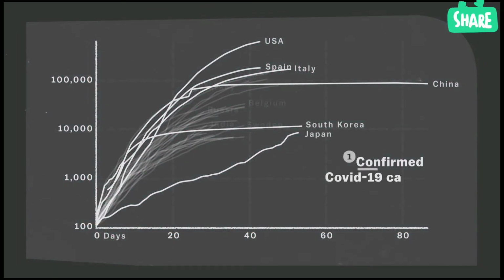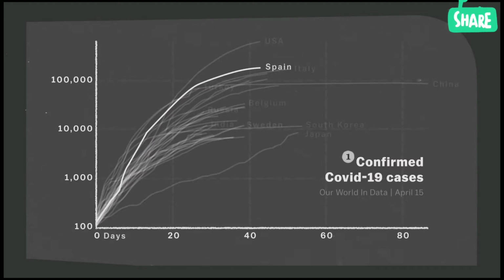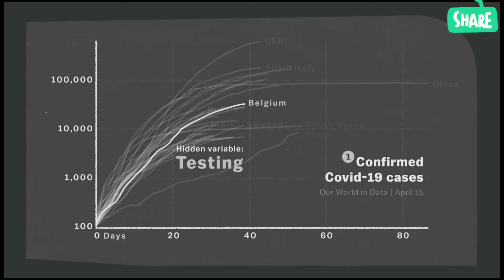Cases. It's only showing us confirmed cases. That means each line doesn't just reflect the state of the outbreak in a country, but also how aggressively that country is testing people for the virus.